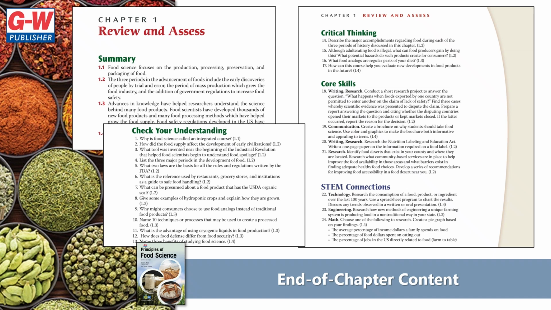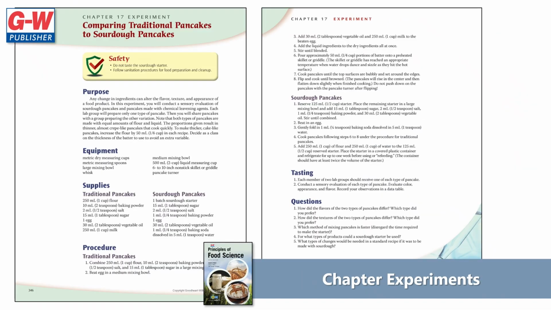Core skills activities link chapter content to various academic subjects and to career expectations in the areas of reading, writing, and speaking. STEM connections reinforce STEM-related content through math, science, and technology activities. Chapter experiments allow students to draw conclusions based on text content and observations.